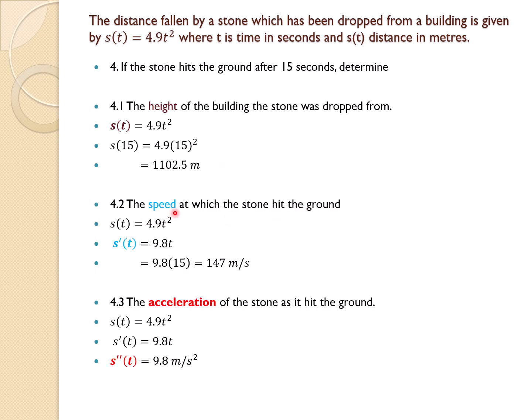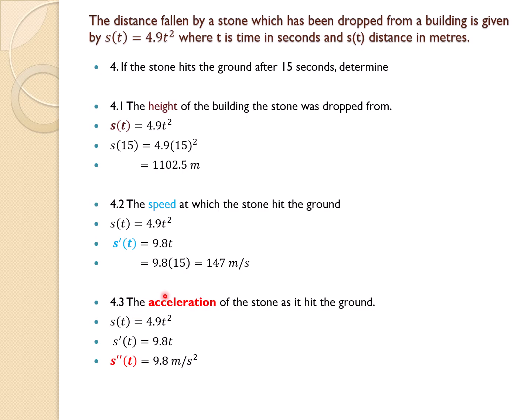The speed at which the stone hits the ground. When I use the word speed or velocity, I'm required to find the first derivative. I hope you follow that. Speed and velocity are mathematically considered the same thing, scientifically not. So for the speed at which the stone hits the ground, 4.9t squared, first derivative because it's speed, 2 times 4.9 gives me 9.8t. It took 15 seconds to hit the ground, so 9.8 times 15. So by the time it makes contact with the ground, the final velocity is 147 meters per second.